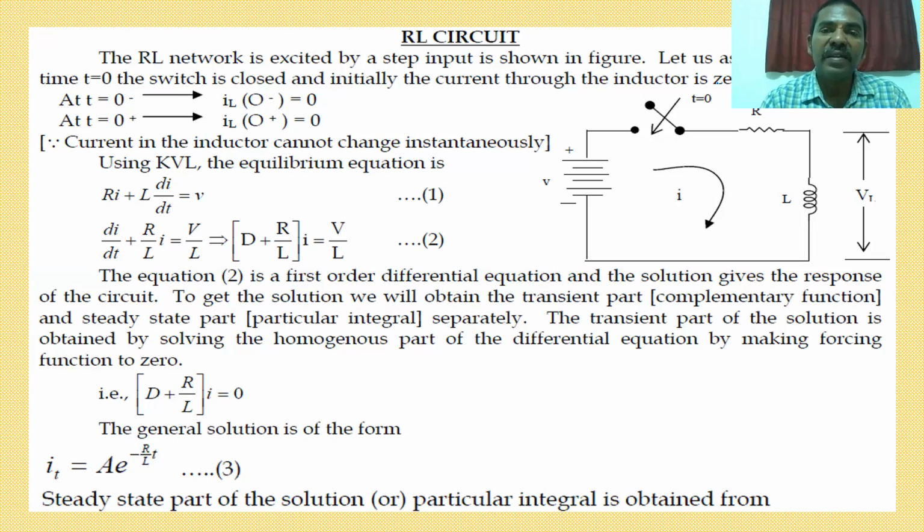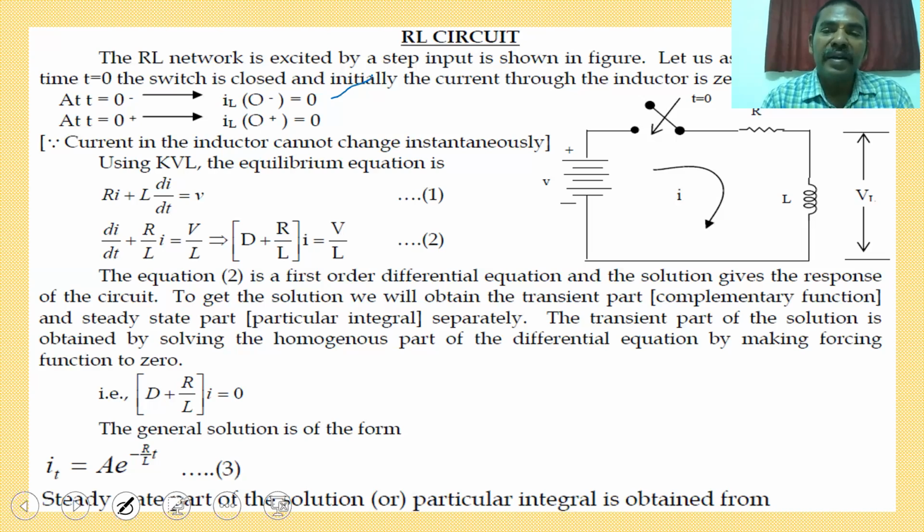So what is t equal to 0 minus? The switch is just before the closing position. And what is t equal to 0 plus? The switch is immediately in the closed position. Now at the t equal to 0 minus condition, what is the current flowing through the circuit? No current will flow through the circuit, so the current in the circuit is 0. It is still an open path.